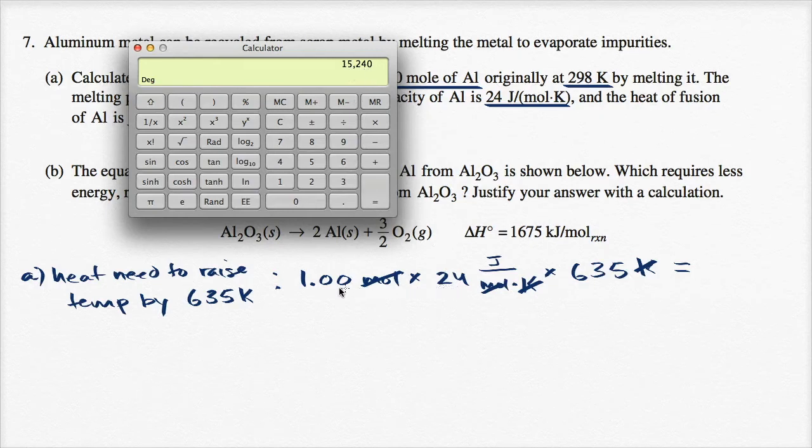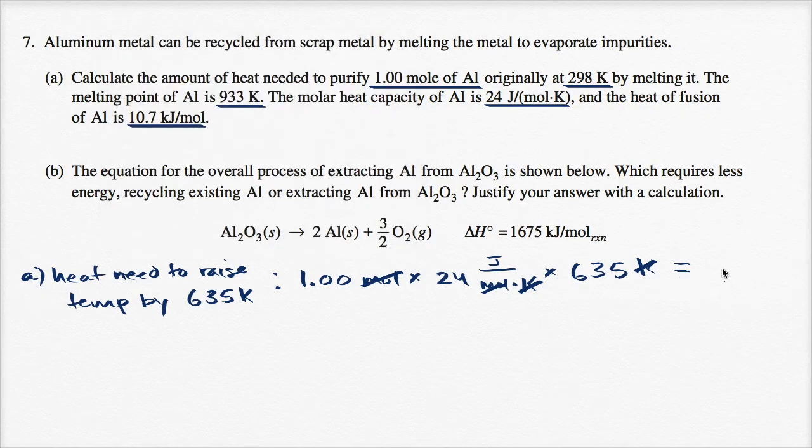We're taking the product of a bunch of stuff: 3 significant figures, 2 significant figures, 3 significant figures. So we should write only 2 significant figures. So we'll round to 15,000 joules. So this is going to be 15,000 joules just to raise the temperature to 933 Kelvin.